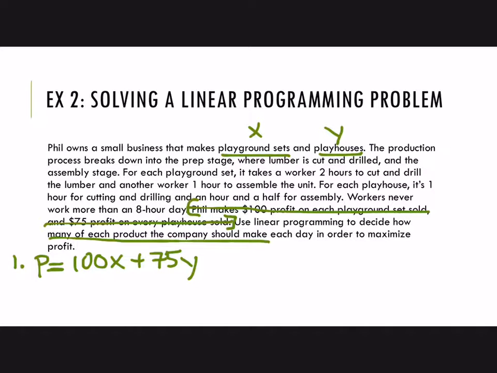Alright, now we're looking for constraints. That's step 2. So any restrictions or limitations on the number of sets of playgrounds and playhouses that can be produced. Alright, so notice we have this sentence that describes the workers. The workers never work more than an 8-hour day. So there's a restriction on time that we have to describe mathematically. Alright, so a worker's time has to be less than or equal to 8 hours.